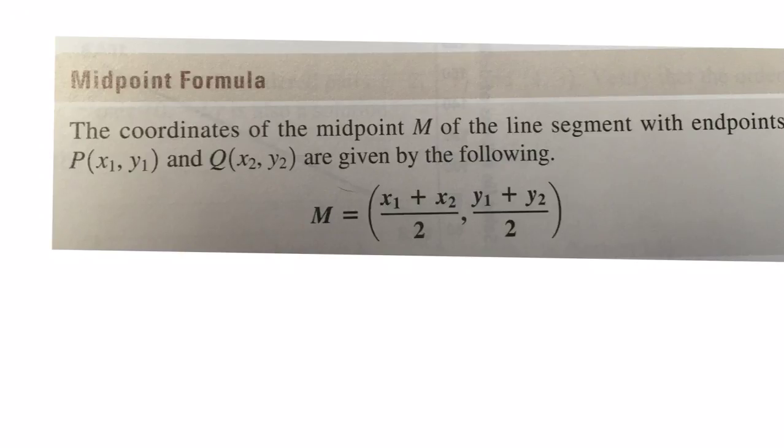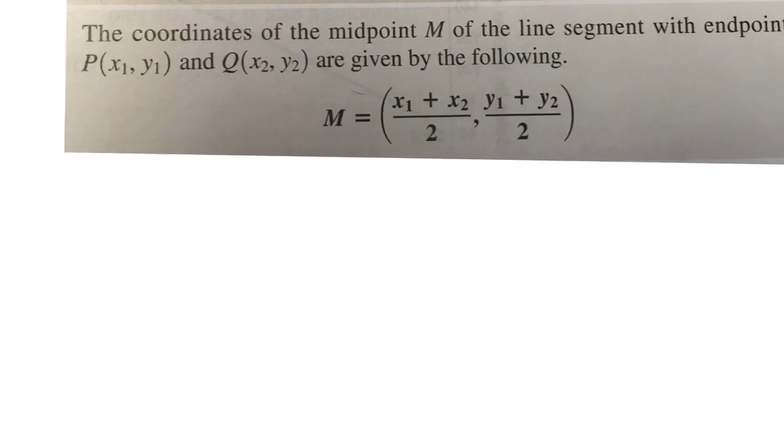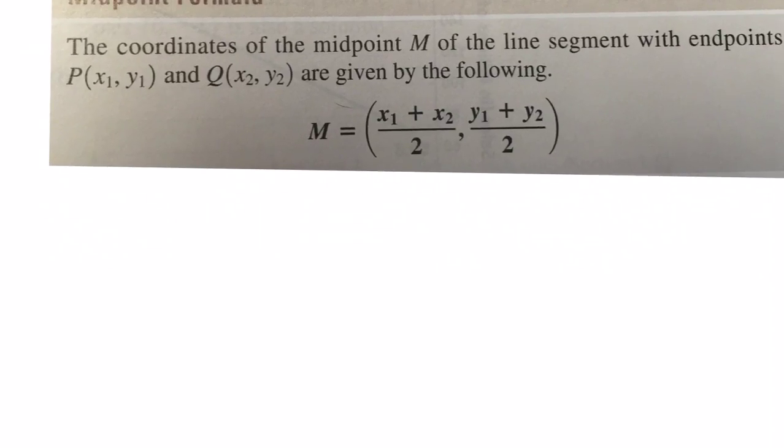Now the next thing we're going to learn about is something called the midpoint formula. Pretty much if you have two segments and you want to find the point in the middle, the way you would find that point in the middle would be to find the average of the x terms and the average of the y terms. And here's a picture of it on a coordinate graph.